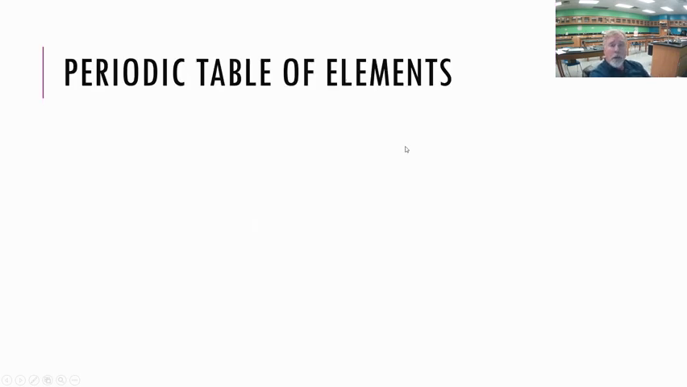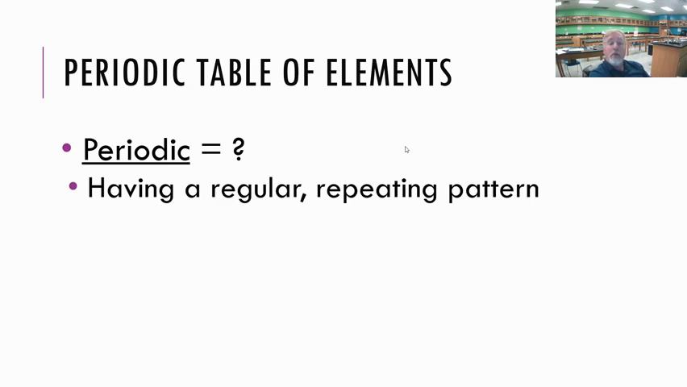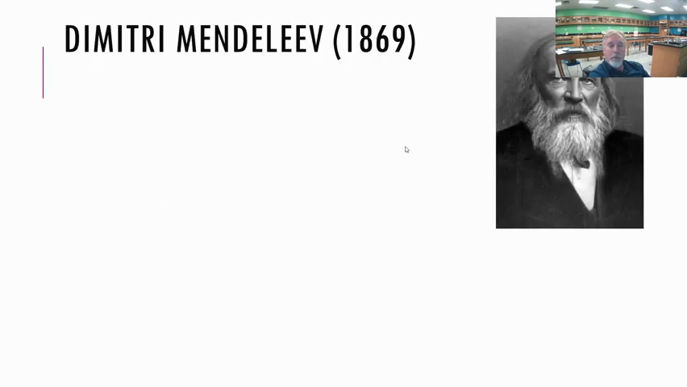So what is the periodic table of the elements? Well, first we have to understand, what does the word periodic mean? Periodic has a regular and repeating pattern. Makes sense. We talk about periods of the school day, first period, second period, third period. It repeats every school day, right? So it has a regular and repeating pattern.